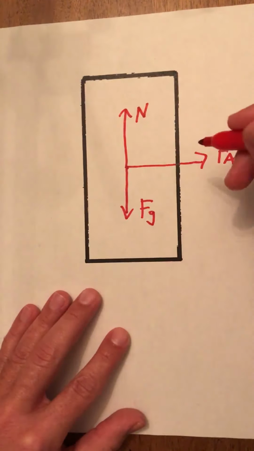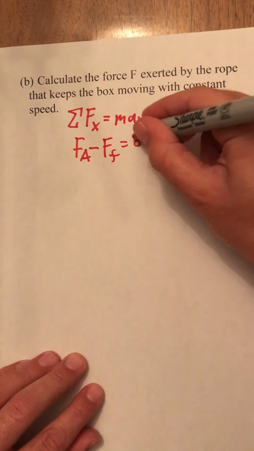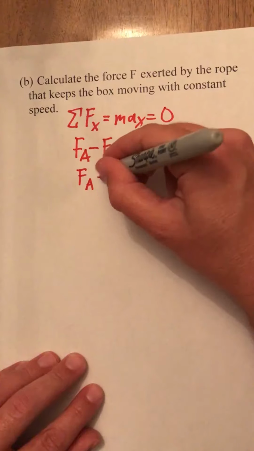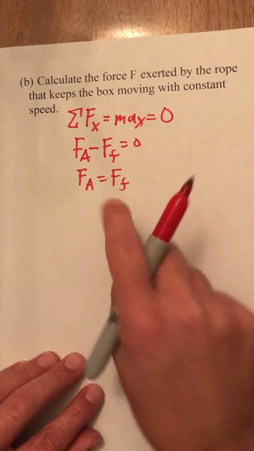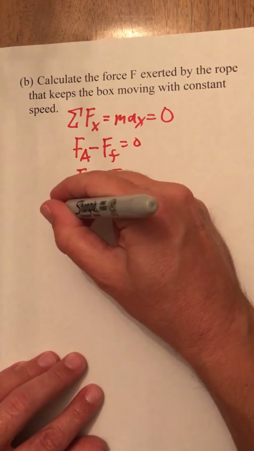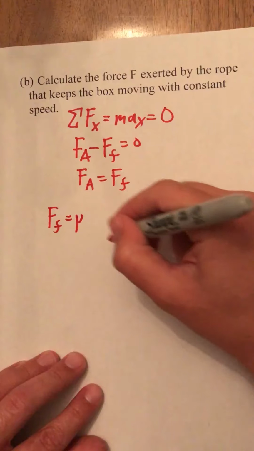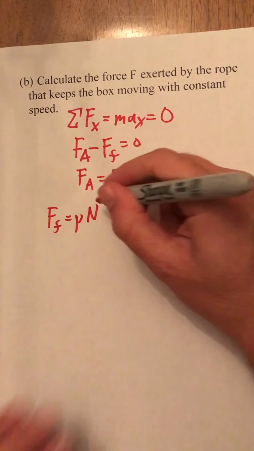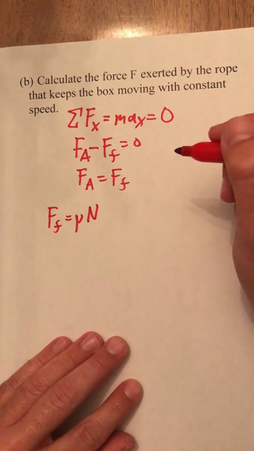So we can say that the force applied to the right minus the force of friction back the other direction has to be equal to 0. In other words, the force applied is equal to the force of friction. So all we need to do now really is find the force of friction. So how do we find the force of friction? Well, there's an equation that says it is mu times the normal force here. So now we just need to know what the normal force is.